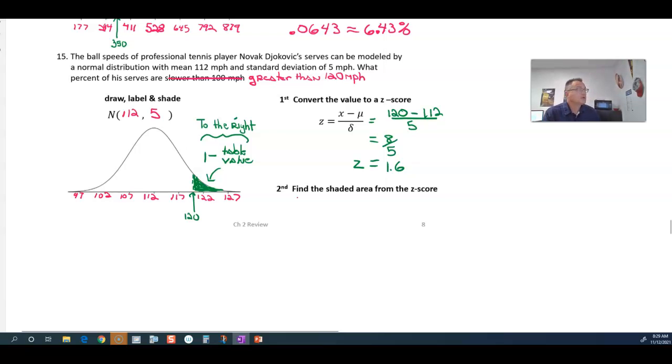Okay, so I'm going to go 1 minus 0.9452. And I would get this. So 5.48% is my answer.